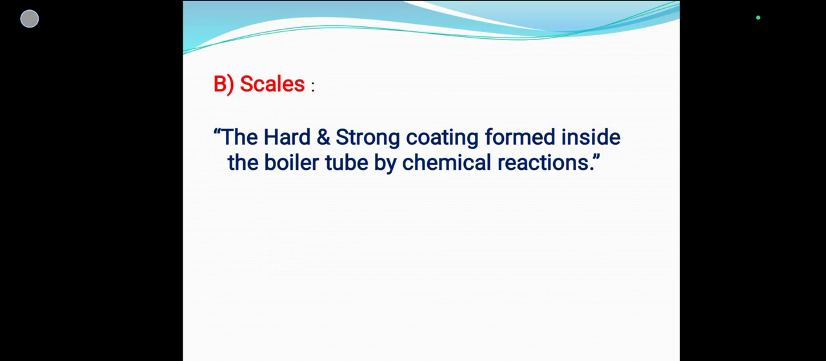Right. So it is in the form of a coating, and where is that coating produced? Inside the boiler. How? By chemical reactions. So scales, how to define? The hard and strong coating formed inside the boiler by chemical reactions is known as scales.